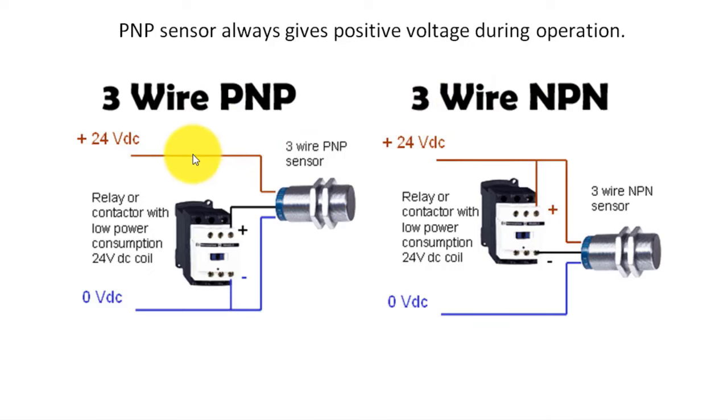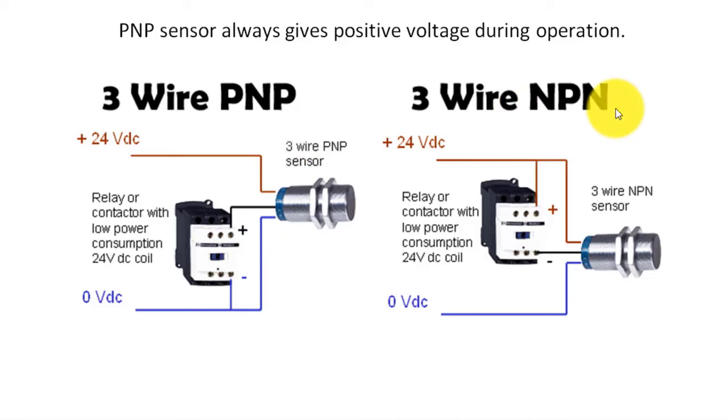The colors of the wires are brown, black and blue. On the brown wire you have to give plus 24 volt, which is the supply of the sensor, and on the blue wire you have to give the 0 volt of the 24 volt. Both brown and blue wires are the supply of the sensor, and black is the output of the sensor. If this is the PNP sensor, then the output will be positive. You can see the positive sign.